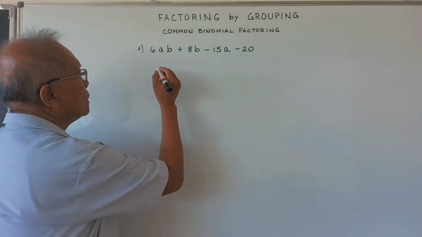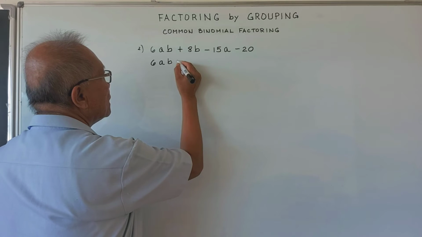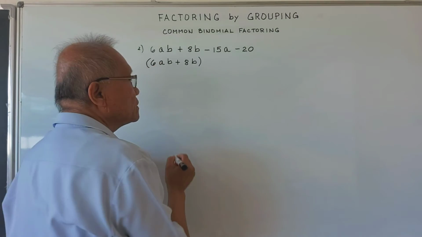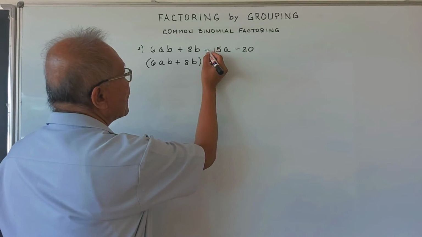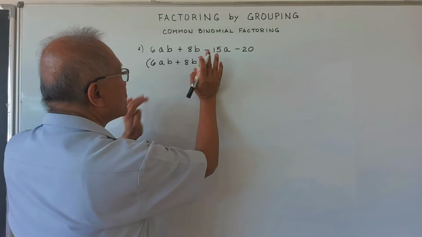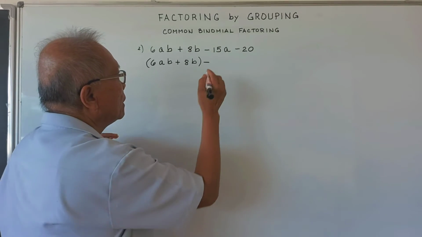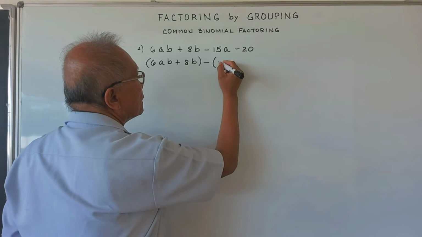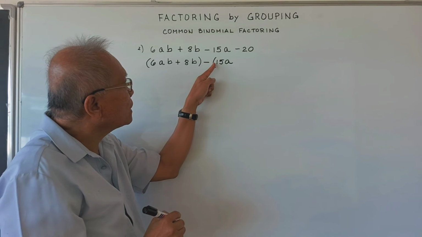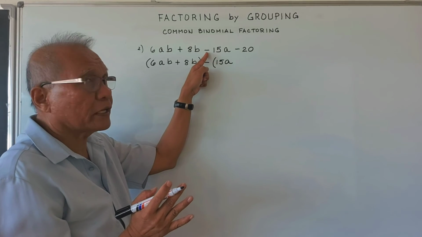Okay, we can group. So when we group it, I'm going to write again 6ab plus 8b. I'm going to put it in a parenthesis because we are going to group them. Minus, be careful on this negative. When we put a negative here, we separate them: first group and second group, separated by a minus. So careful here. When we write the 15 inside here, it's positive, because negative times positive, when we remove the parenthesis, is negative 15a.